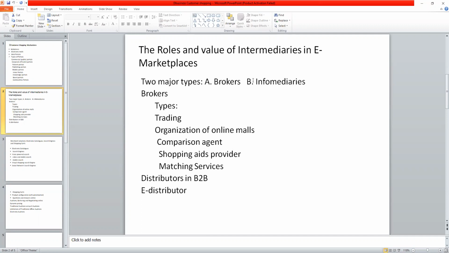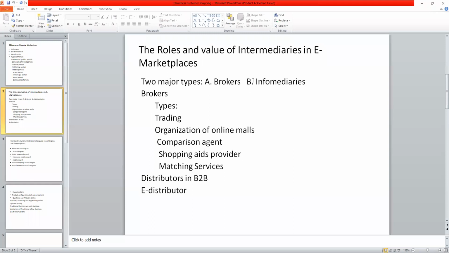Now, when we think of brokers, a broker in electronic commerce is a person or a company which facilitates the transaction between the buyer and the sellers. Now, let's see the types of these brokers. Like we can have trading, a company that aids online trading, like eBay or E-Trade. Then organization of online malls, like Yahoo Shopping or Rediff Shopping, Alibaba.com, a company that organizes many online stores in one place.